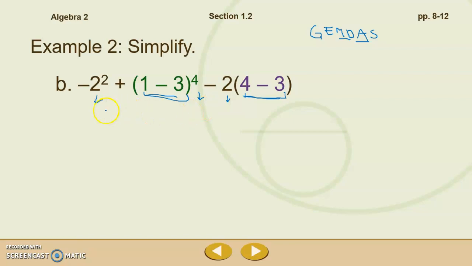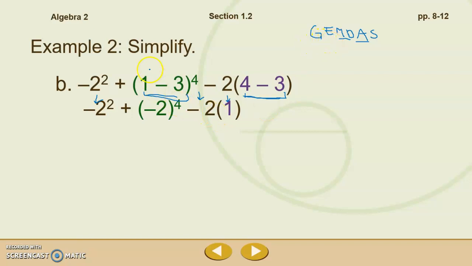it is. So negative 2 squared plus, and then the 1 minus 3 simplifies to negative 2. That fourth exponent comes down, and then negative 2 comes down, and 4 minus 3 simplifies to 1. Okay, so there's nothing inside the parentheses that I need to simplify. However, we're going to move on.